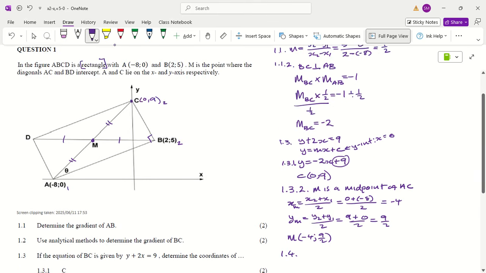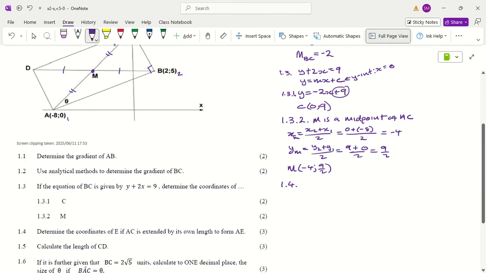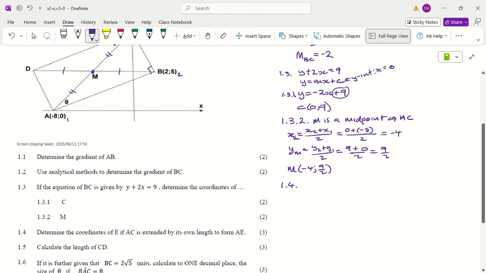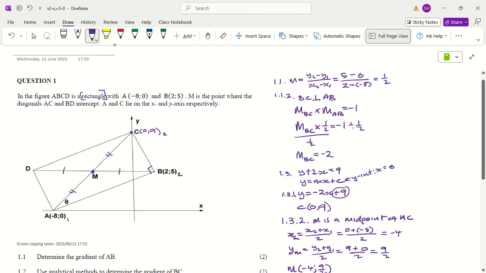So what we can do here, for us to find the coordinates of E, we are going to extend AC. So meaning that I'm going to extend AC here. My extension, I'll do it using a green line. I'm going to extend AC to E such that this part is equal to this part, such that AC is equal to CE.